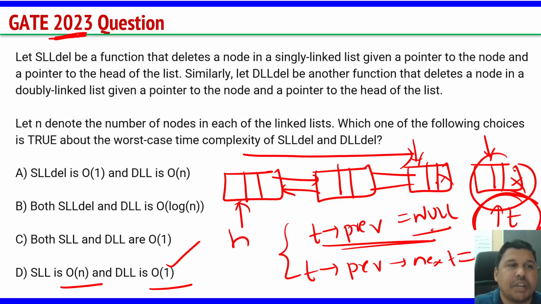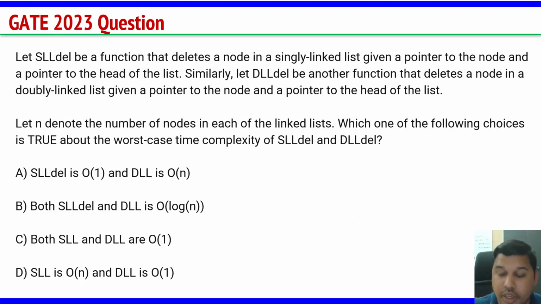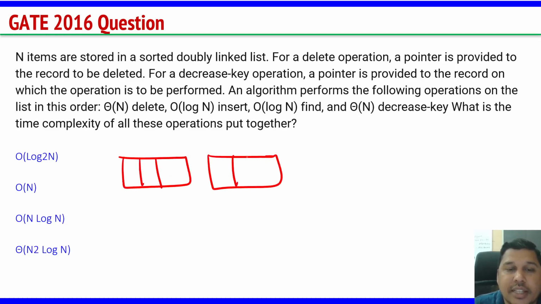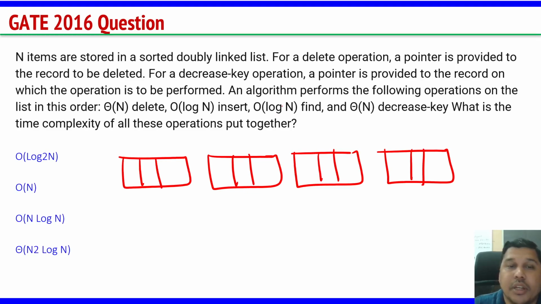Again, this is a previous GATE question. Okay, let's move to the next question. Again, in a sorted double linked list, n items are stored in a sorted double linked list. For a delete operation, a pointer is provided to the record to be deleted. Same as the previous case. In a double linked list, let us take some elements like this. So this is my head pointer, and there are some connections. This is null, this is null, right?